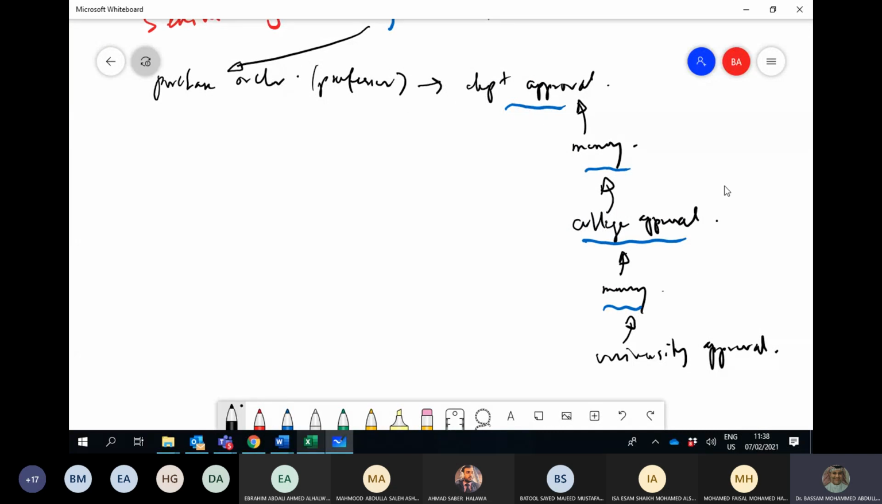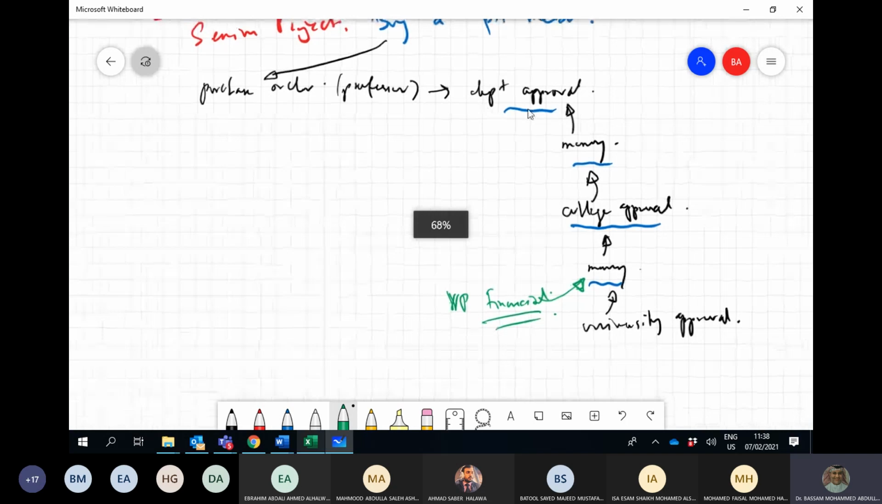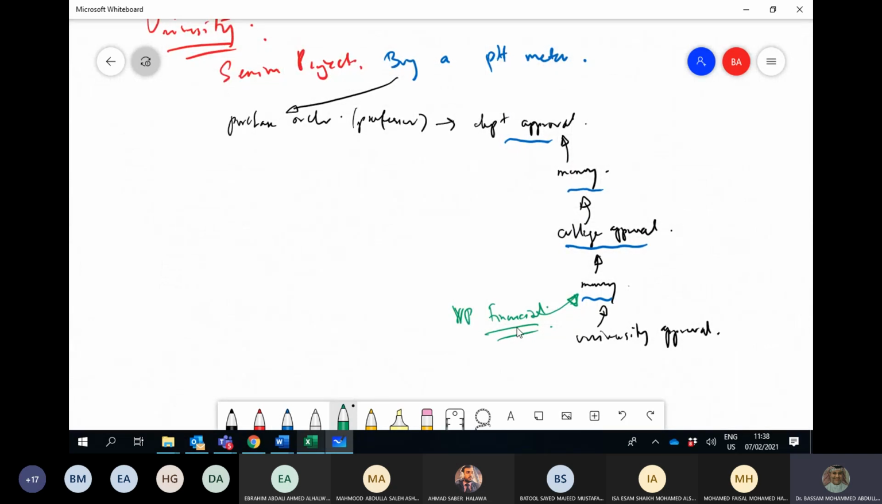And then they started improving the process and said, well, instead of the university approval, we will make the VP of Financial Affairs approve it. And so on. And then they came back and said that the VP, Vice President, for the financial and administrative matters, cannot always approve because he doesn't understand if this thing is important. This pH meter, is it important to buy or not?